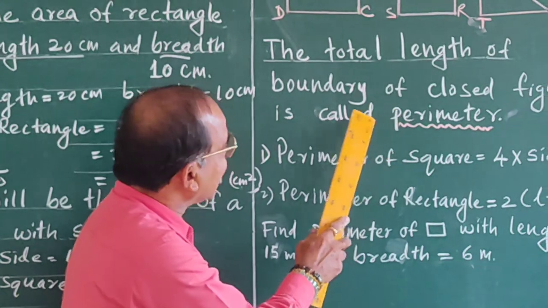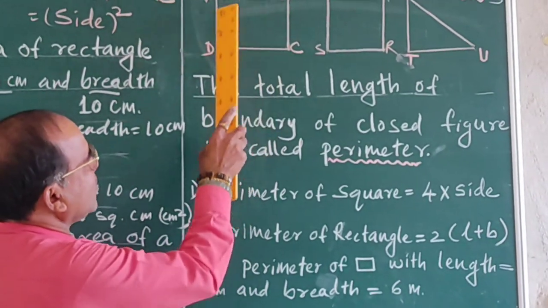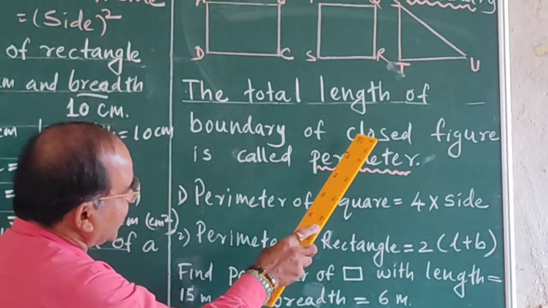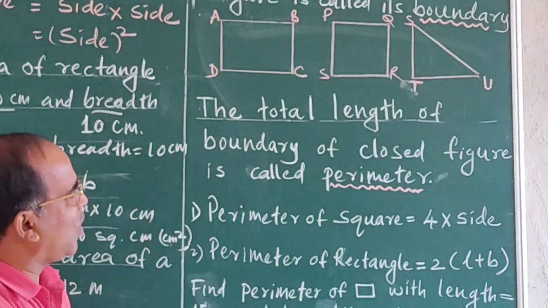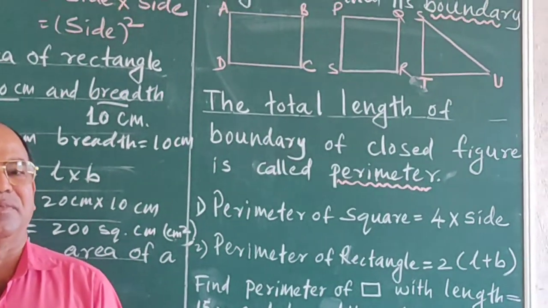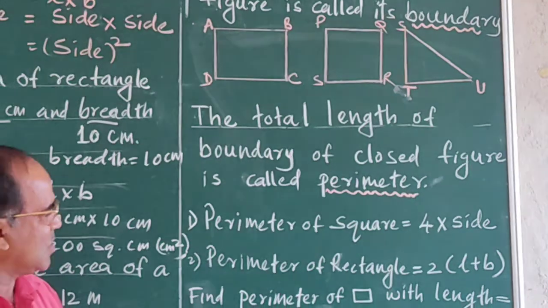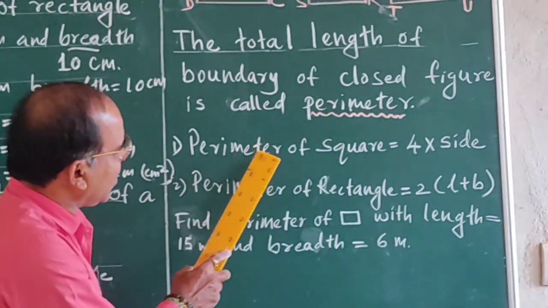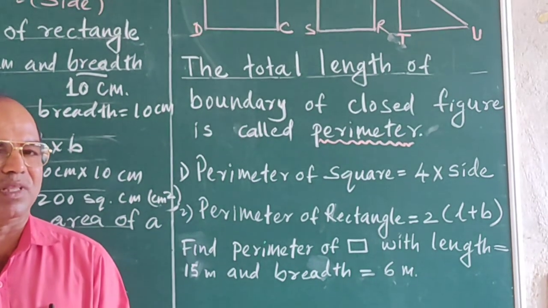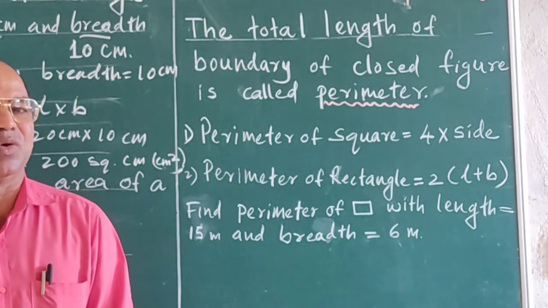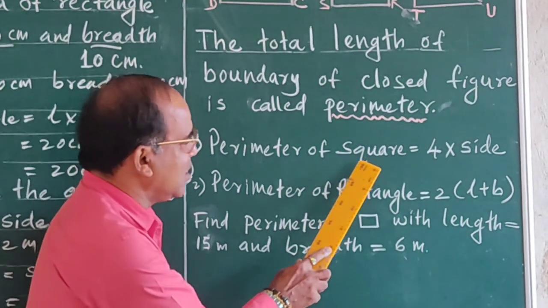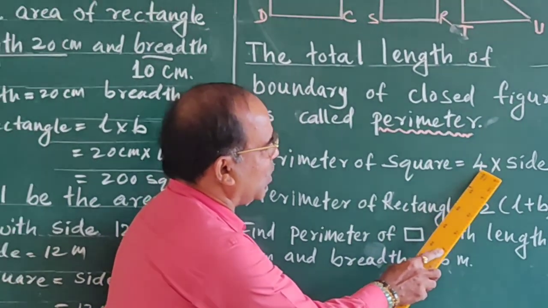And the total length of the boundary, you can see how many sides are there? 4 sides here, 3 here. The total length of the boundary of a closed figure is called the perimeter. We have also learned that in chapter number 3. So here the perimeter of a square is equal to 4 into side. In the previous lesson we discussed that perimeter is equal to side plus side plus side plus side.